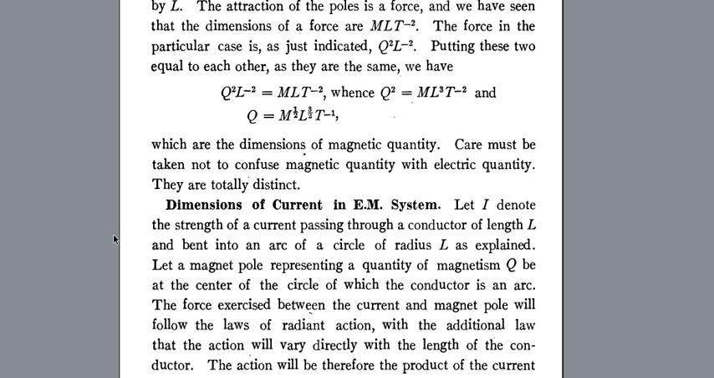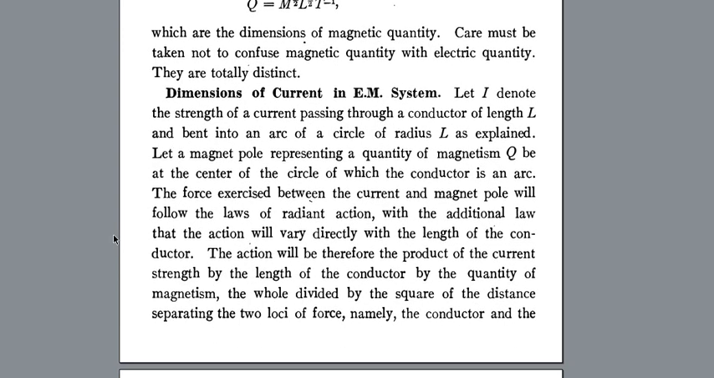Dimensions of current in the electromagnetic system. Let I represent the strength of a current passing through a conductor of length L. Assume the conductor is bent into the arc of a circle with radius L. Place a magnetic pole representing a quantity of magnetism Q at the center of the circle. The force between the current and the magnetic pole depends on 3 factors. 1. The strength of the current. 2. The length of the conductor. 3. The quantity of magnetism.